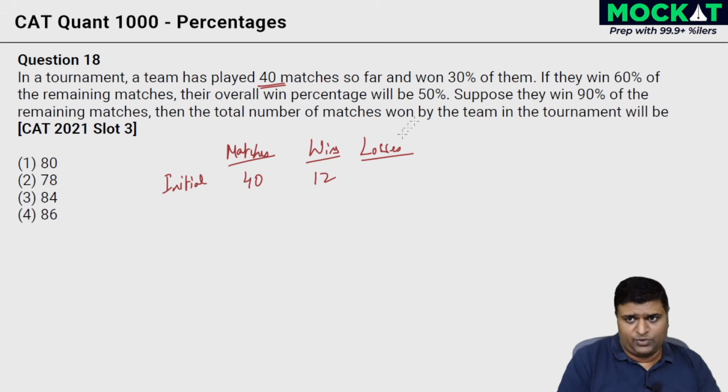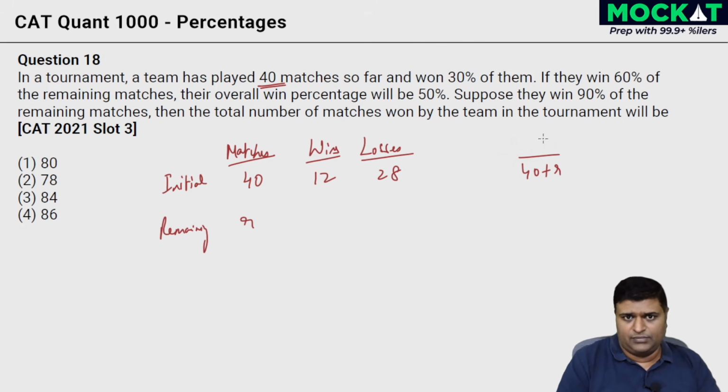Should be quick at these. Do not be wasting time with these. 30% of 40 is simply 3 into 4, 12, because the zeros get knocked off. The remaining 28 are losses. Fine. Now, if they win 60% of the remaining matches, how many remaining matches are there going to be? We don't know. Let's say that's R.